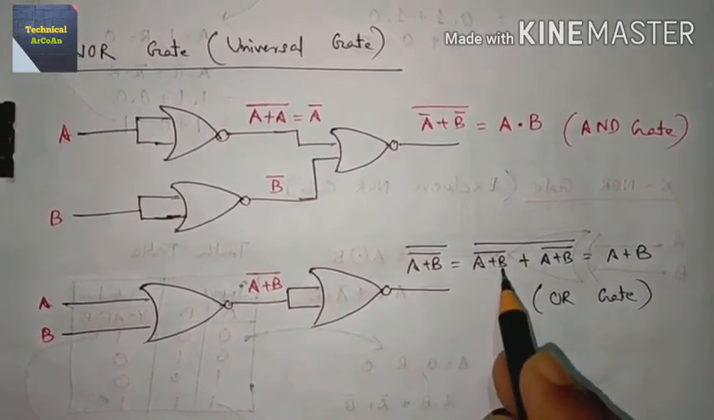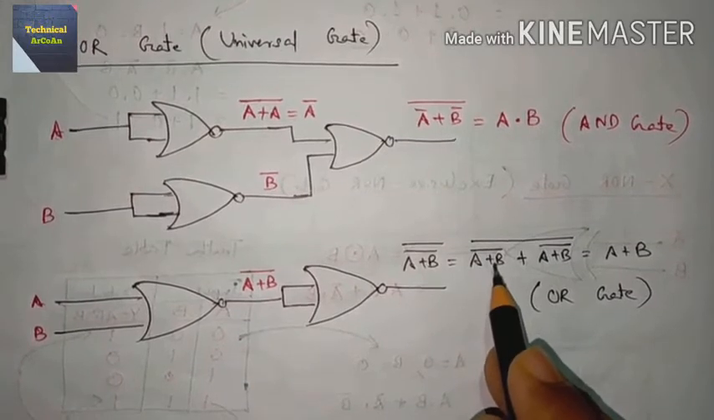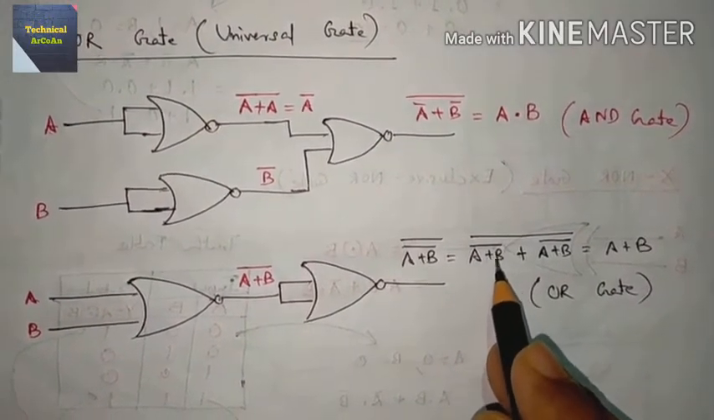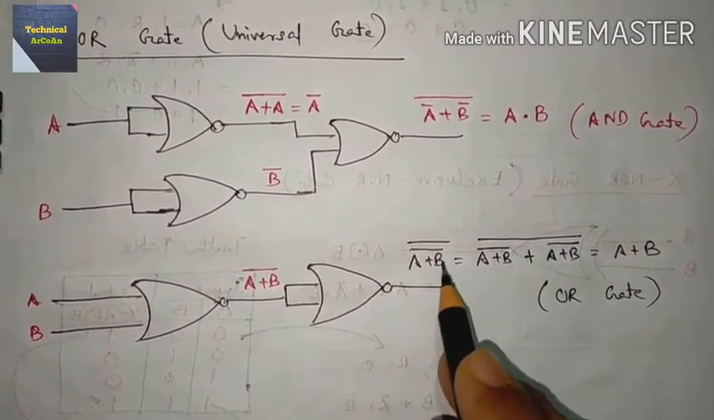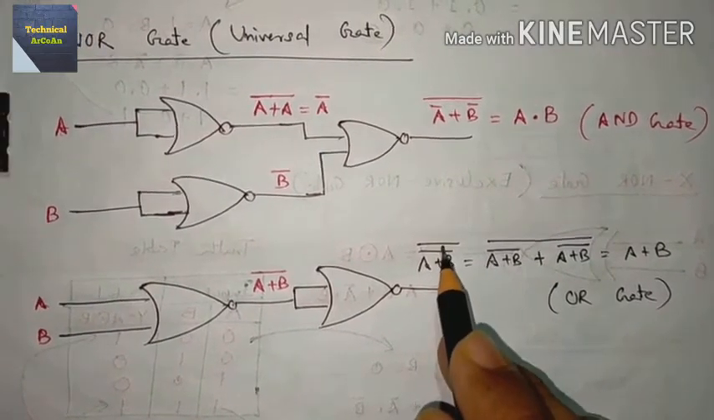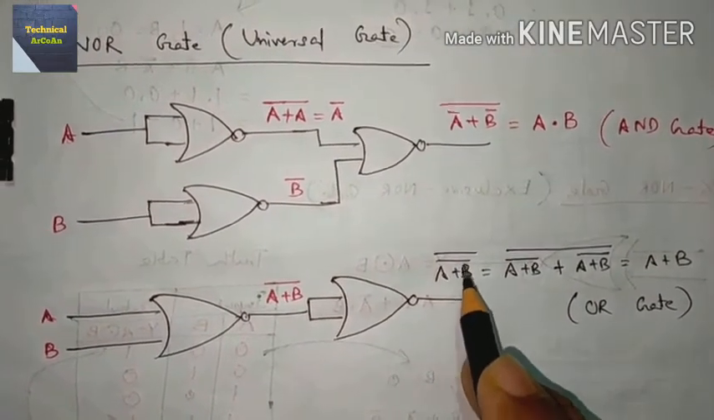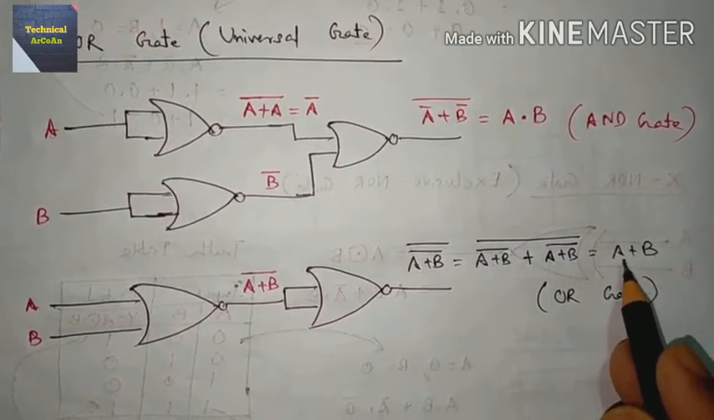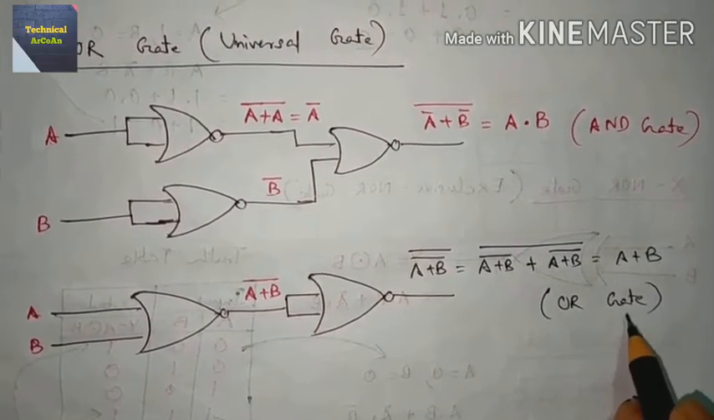And if we think of it as a single one, what happened? (A plus B) whole complement plus (A plus B) whole complement gives (A plus B) complement, and the outer complement is also remaining. Now (A plus B) double complement means we get A plus B. So A plus B means what operation? It is an OR gate operation.